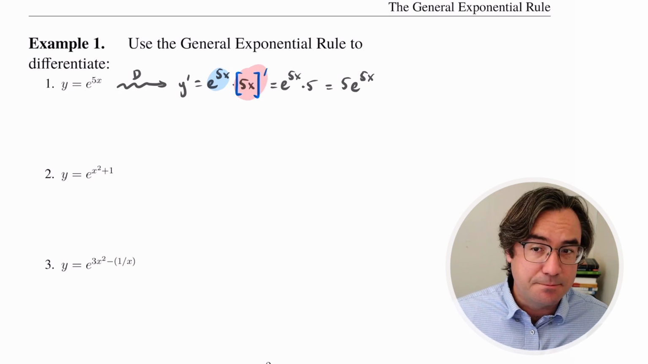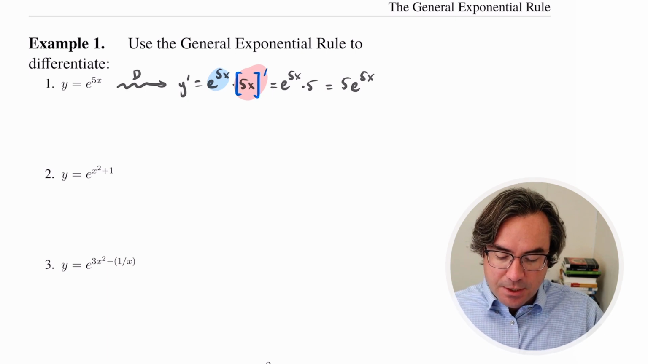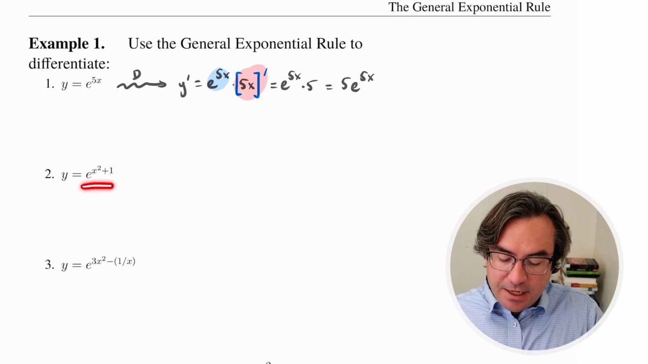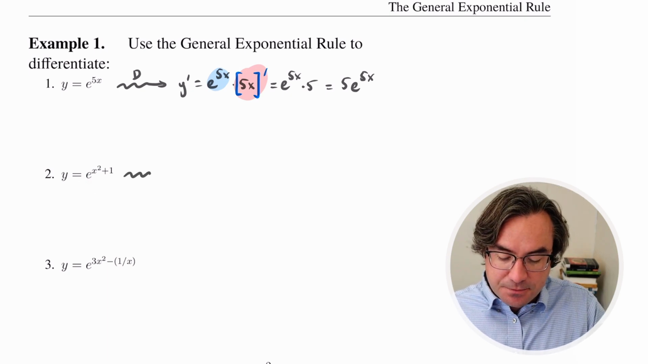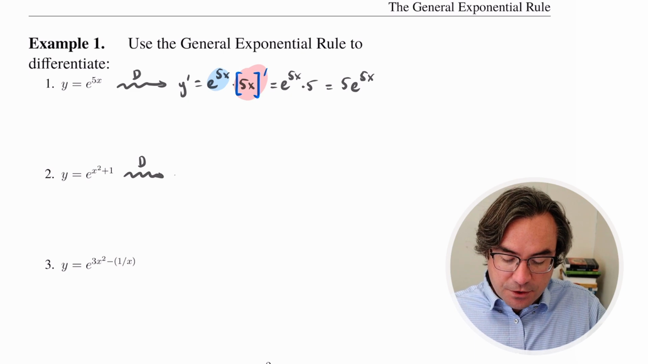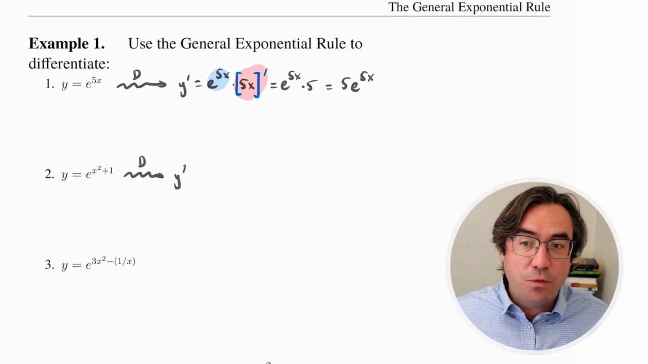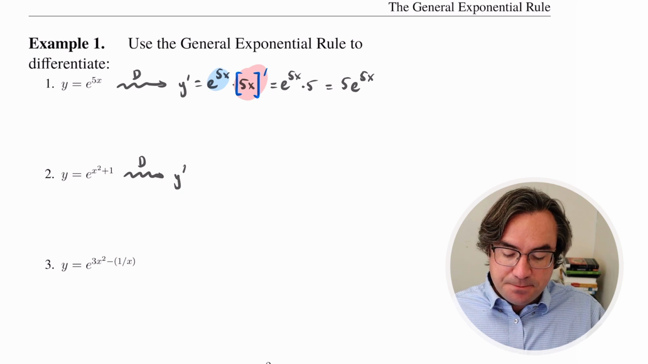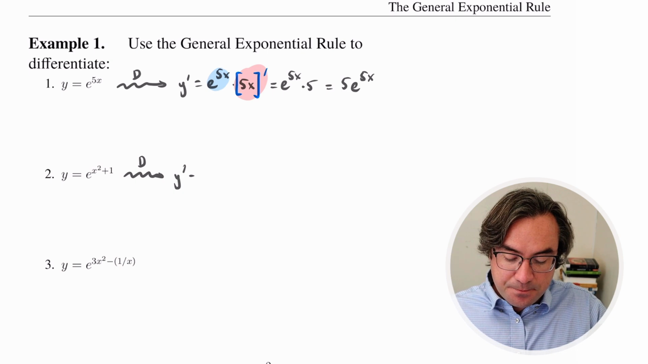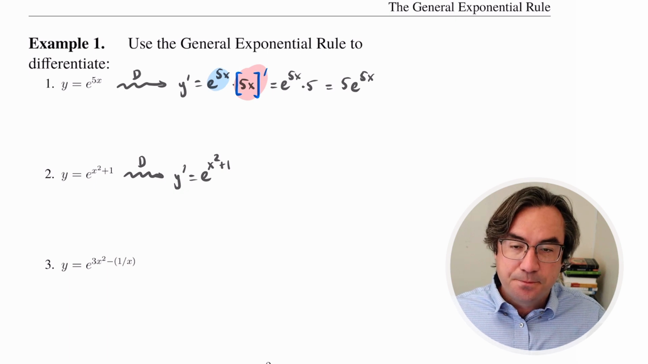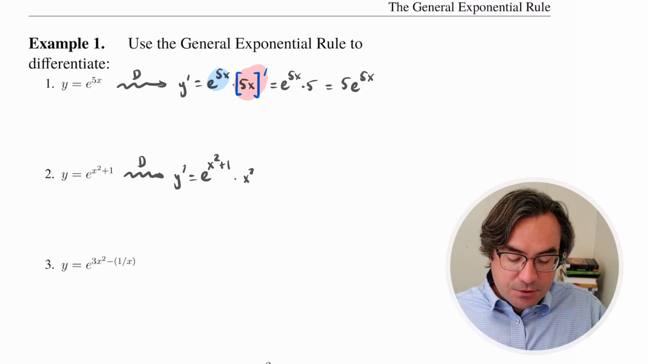So let's try it again. Let's try another one. Let's look at the function e raised to the x squared plus 1. Let's differentiate. The function's called y, so let's call this derivative y prime. And again, the exponential part stays exactly the same, so it's going to stay e to the x squared plus 1. And then we take the x squared plus 1 and multiply by its derivative.